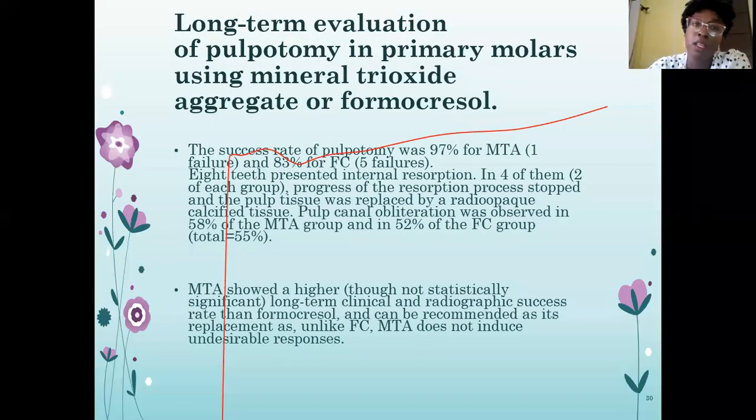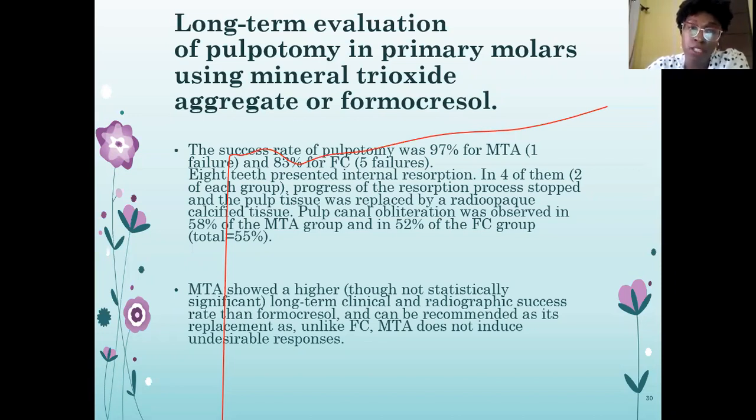So how about using MTA or formocresol? The success rate of pulpotomy was 97% for MTA compared to 83% for formocresol. Eight teeth presented with internal resorption, but the process of resorption stopped and the pulp tissue was replaced by a radiopaque calcified tissue. As I mentioned earlier, because of the neural nature of the pulps of primary teeth, there's almost always an internal resorption that takes place, but it is self-limiting.